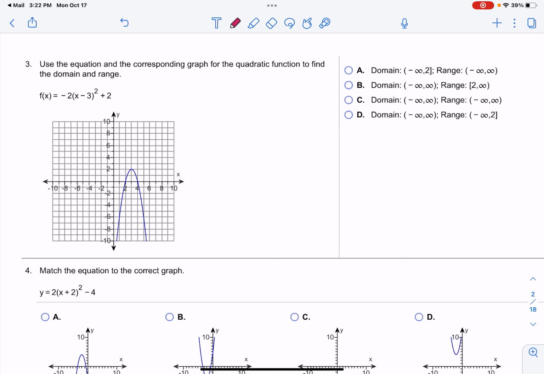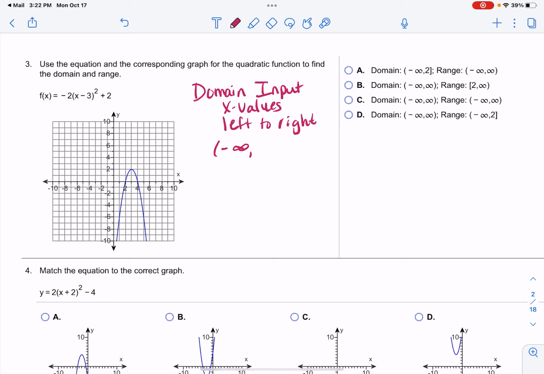For number 3, we use the equation and the corresponding graph for the quadratic function to find the domain and the range. The domain is all of your input values, and those are your x values. And the x-axis goes from left to right. So our domain here, this parabola is going to continue to get wider and wider and wider. So our domain is going to be from negative infinity to positive infinity.